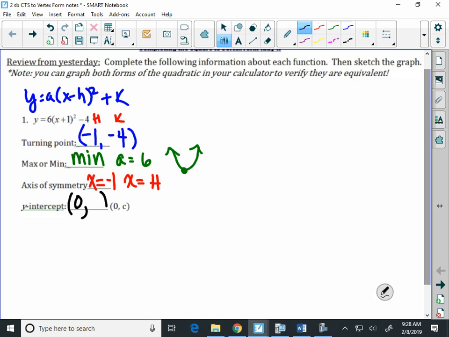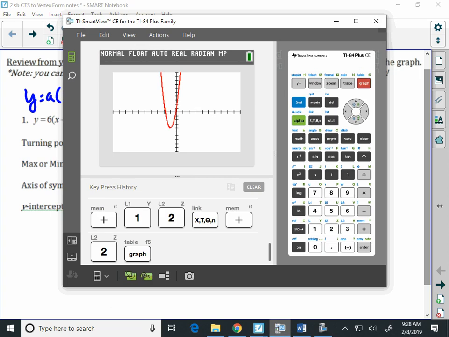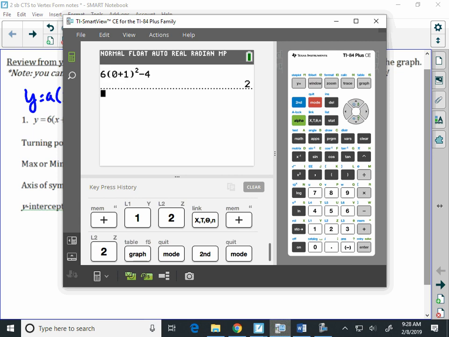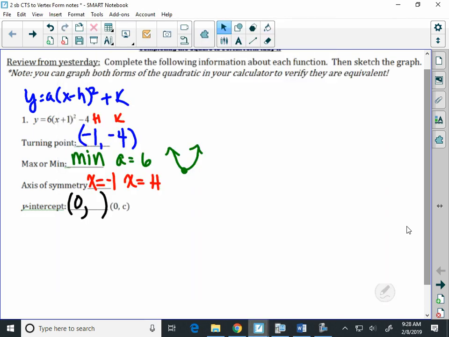But it's going to be (0, something), and to figure out what that something is, we're going to pull out our calculator and put 0 back into the equation wherever we see x. So it's 6 times (0 plus 1) squared minus 4, filling in the x with the 0, and it equals 2. Again, we can only find the y-intercept from the equation if it's in standard form.